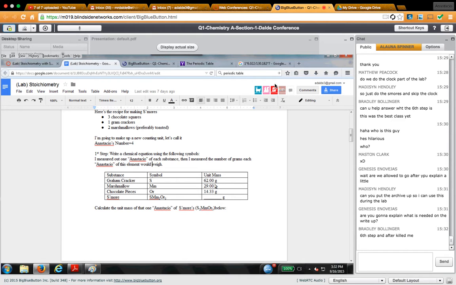Or 1 Anastasio of marshmallows is 29 grams. So technically 1 marshmallow weighs 29 over 4 grams. And there's always a method to my madness, believe it or not. This goes back to exactly what we have on the periodic table. We have the amount of grams for 1 mole of this stuff. So I'm just getting you used to measuring the mass of something as it relates to a grouping of that element. And then we have chocolate pieces, and it has 14.33 grams per Anastasio.